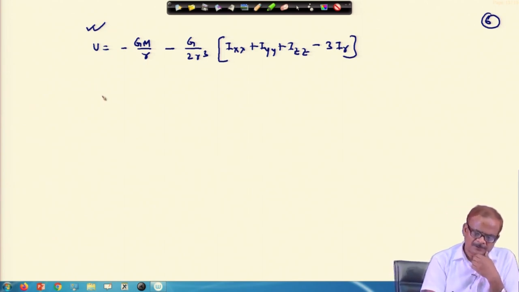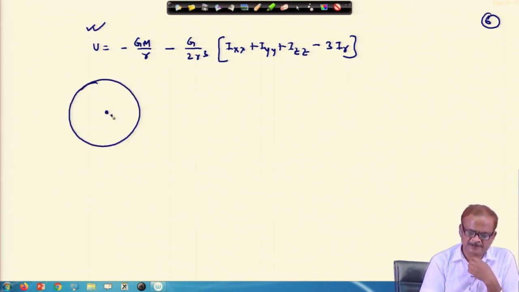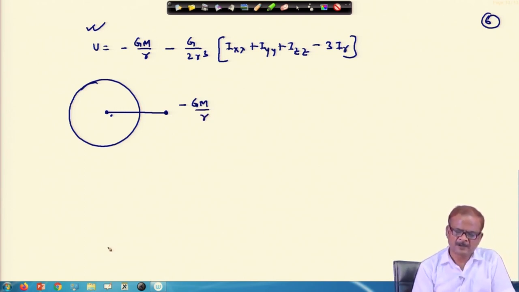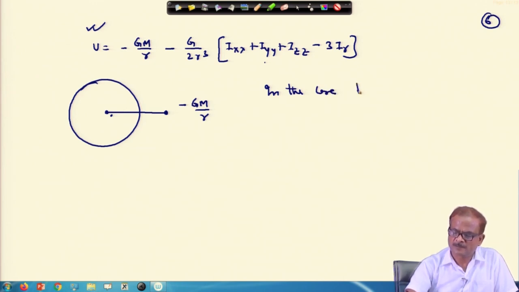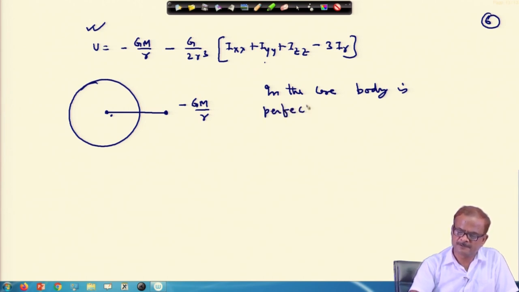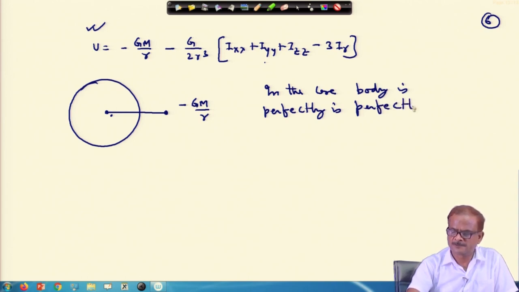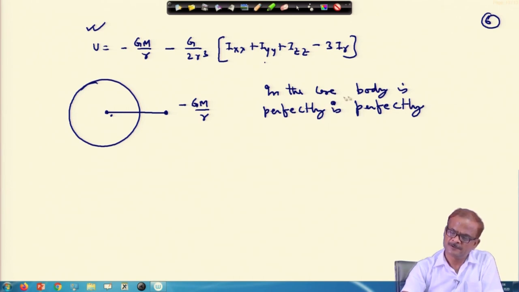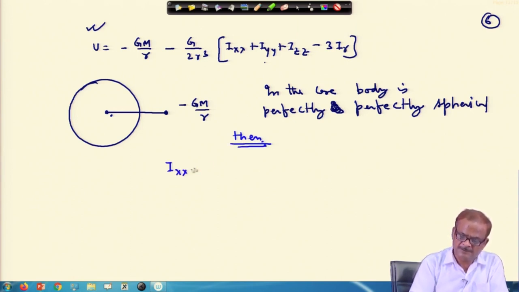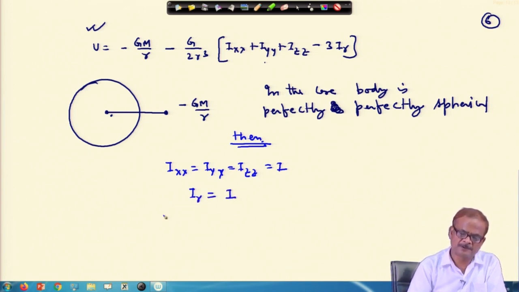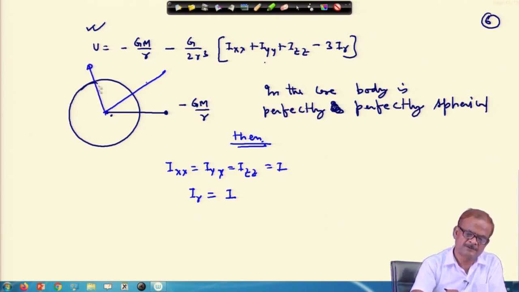So, here we are using the notation u, but if the body is perfectly spherical, then the potential at a point is given by minus G M by r. We can see this directly from here. In the case the body is perfectly spherical, which is not the case for the earth, then Ixx equal to Iyy equal to Izz, equal to I, and Ir also becomes equal to I, because the moment of inertia along any axis you take will be the same.